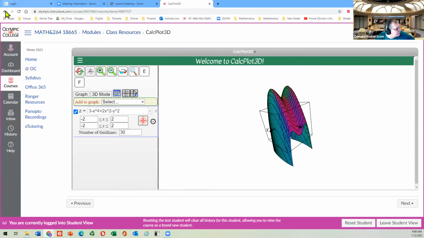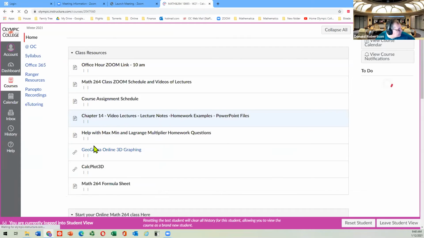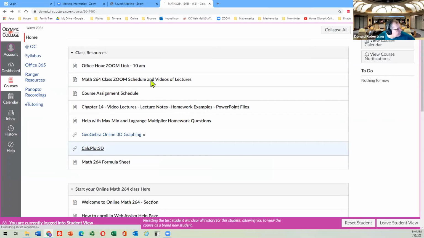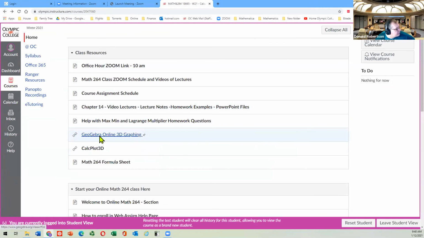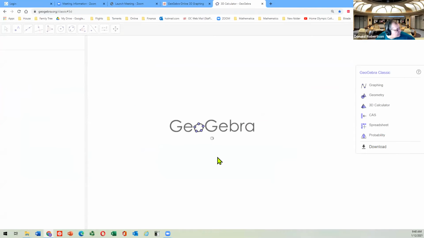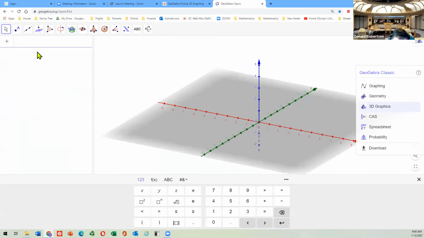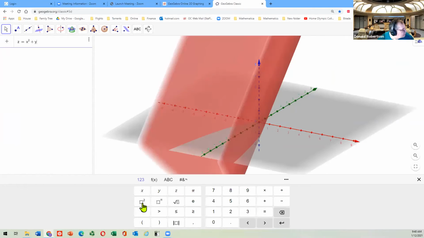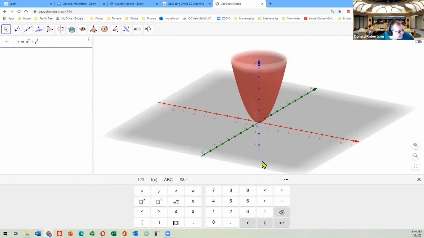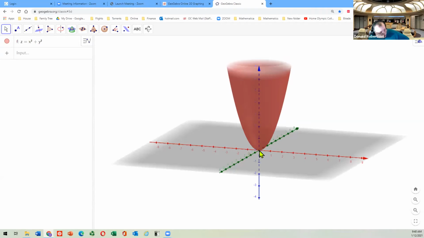Agreed? Let me see if I can try that function with calcplot. That was calcplot I just did, wasn't it? Yes. Let me see if I can do it with GeoGebra. Okay, so if I do Z equals X squared plus Y squared. There, can you see a really baby local minimum at 0, 0? Pretty obvious local minimums. You can see what they look like, bottom of hills.